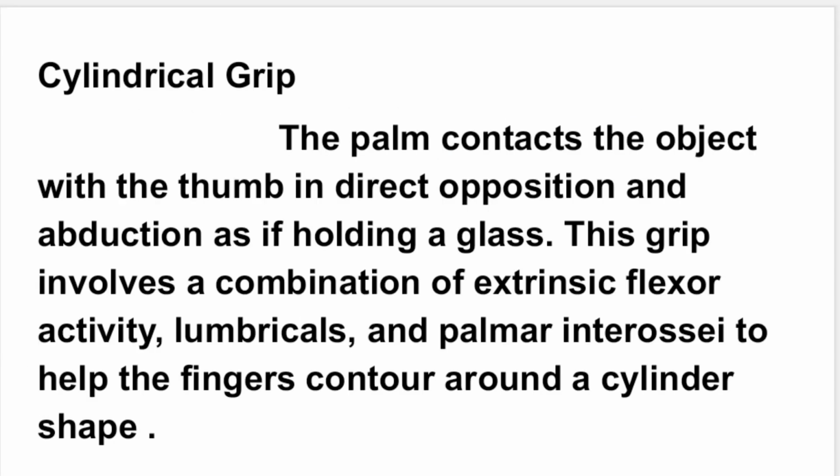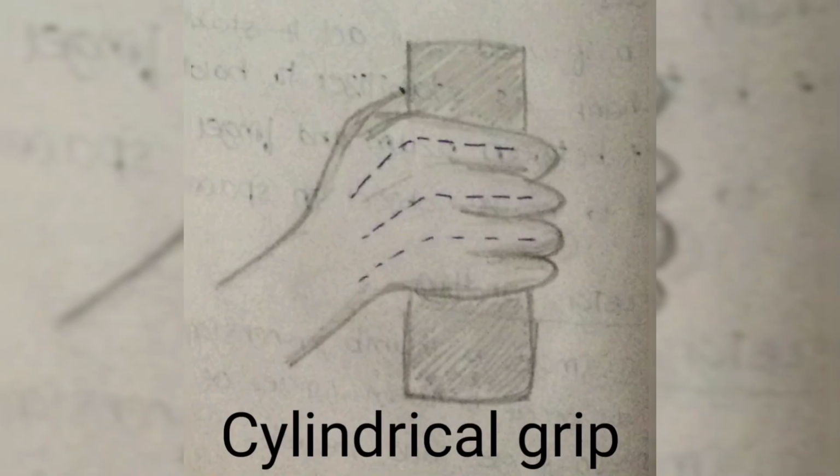First one is cylindrical grip. Cylindrical grip involves use of all finger flexors. The palm contacts the object with the thumb in direct opposition and abduction, as when holding a glass. This grip involves a combination of extrinsic flexor activity, lumbricals, and palmar interossei to help the fingers curl around a cylinder shape. Cylindrical grip example: holding a glass or turning a doorknob.